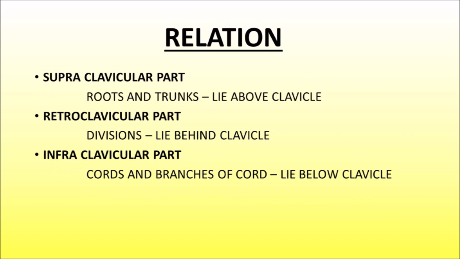The next most important topic is the relation of the brachial plexus. There are three relations. The first one is the supraclavicular part, where the roots and the trunks of the brachial plexus lie above the clavicle. The next one is the retroclavicular part, in which the divisions of the brachial plexus lie behind the clavicle. The third one is the infraclavicular part, where the cords and the branches of the cords lie below the clavicle.